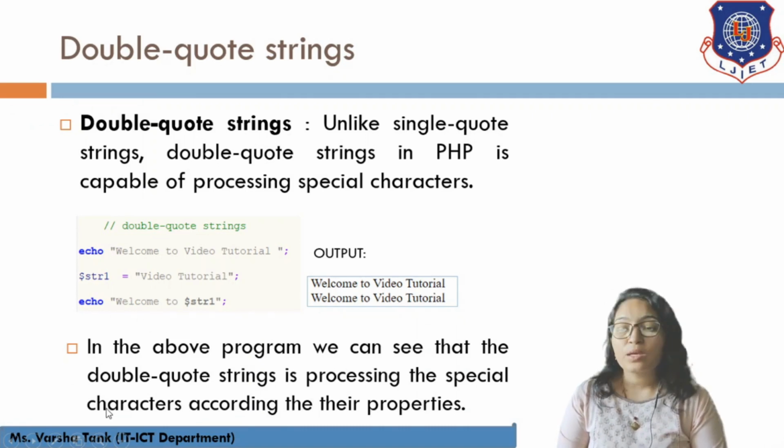That's why, in the above program, we can see that the double quoted string is processing the special characters according to their properties. So whatever special character is assigned, in a double quoted string that will be parsed. If we have used a single quoted string, then it will be printed as it is.